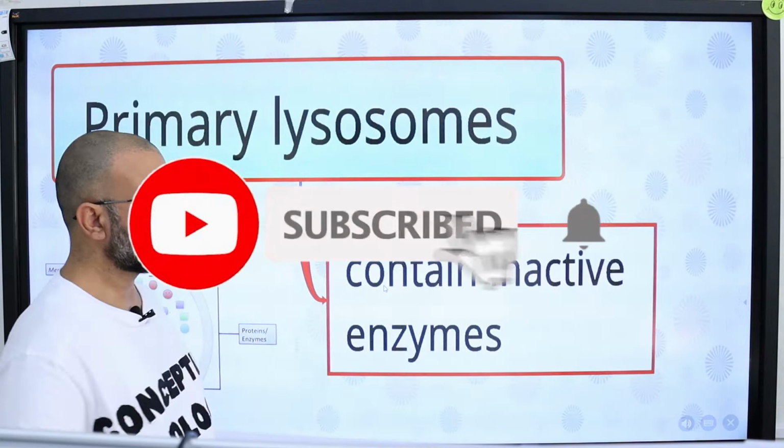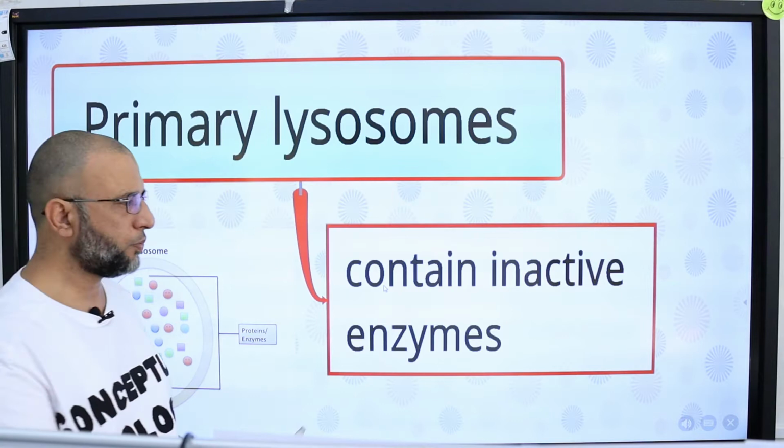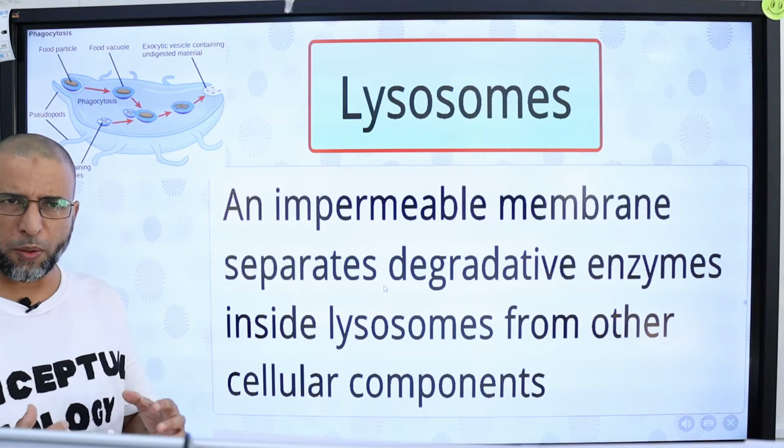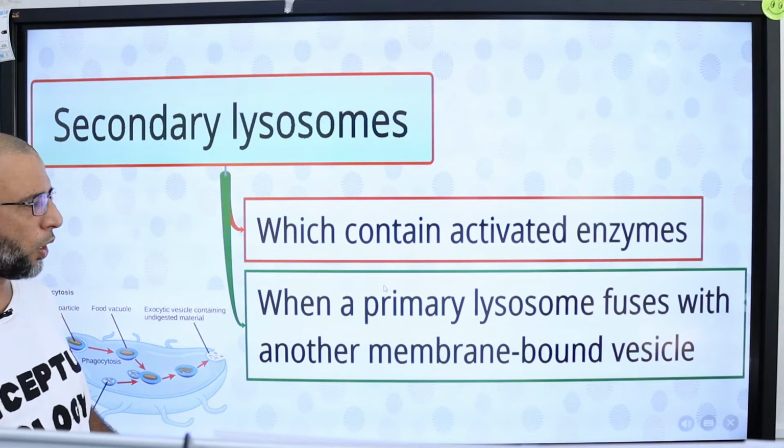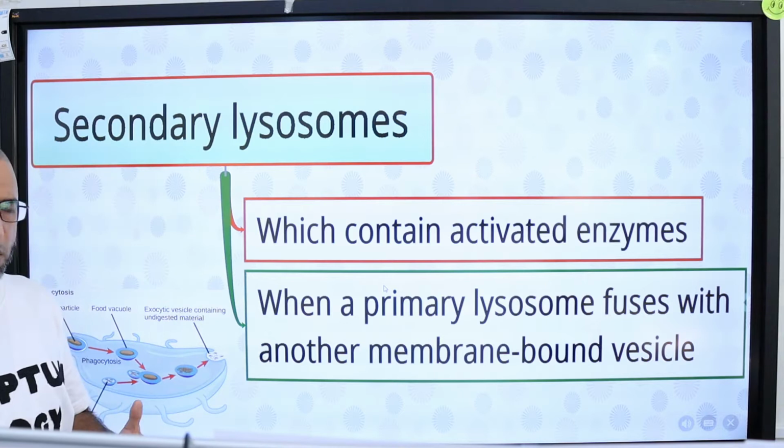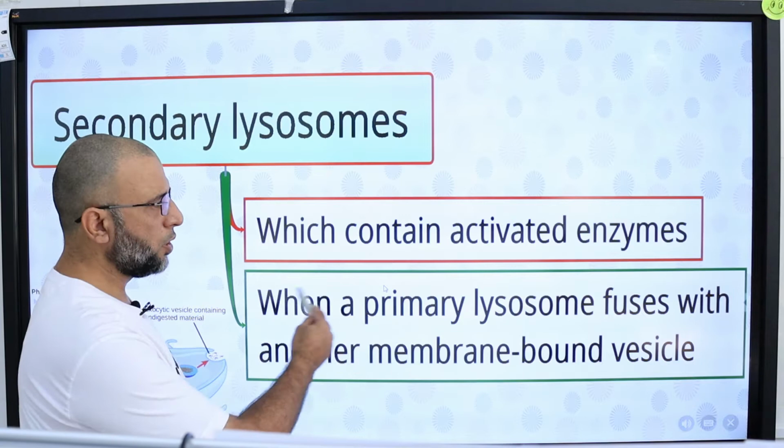Enzymes in primary lysosomes are inactive. The membrane of the lysosome is impermeable and separates the degradative enzymes inside the lysosomes from other cellular components. Secondary lysosome. When a primary lysosome combines with another membrane-bound vesicle, it changes into a secondary lysosome, and a secondary lysosome contains activated enzymes.